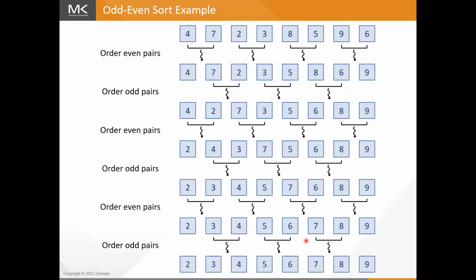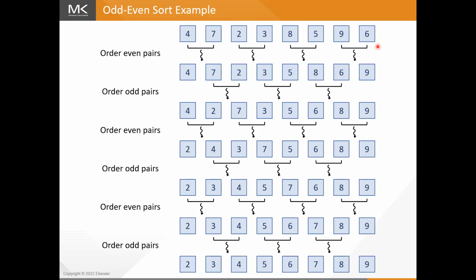What is the complexity of odd even sort? In terms of time, I need at most n iterations, assuming that all the threads are running in parallel. And in terms of the amount of work that I do, how much work does it do? I have n iterations. Every iteration I'm going to do n operations. So the amount of work is O of n squared.